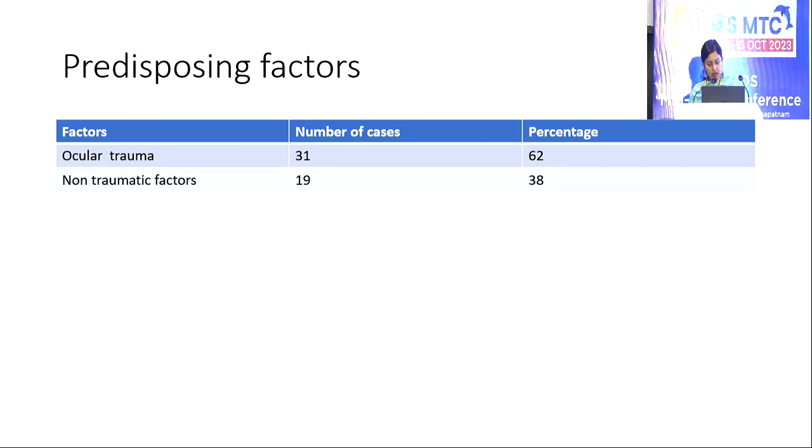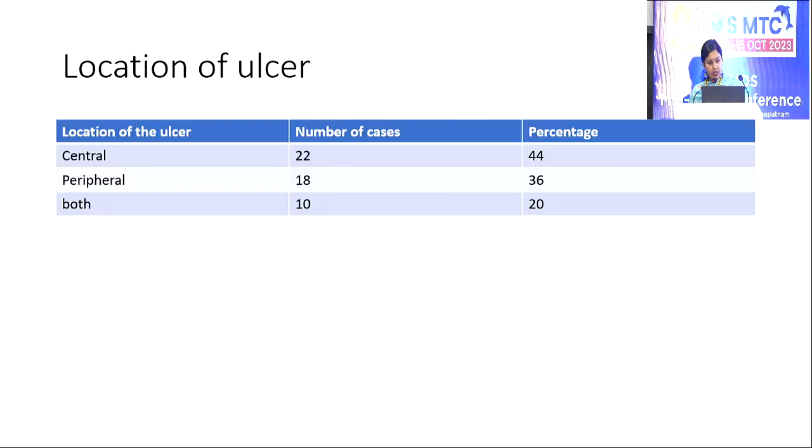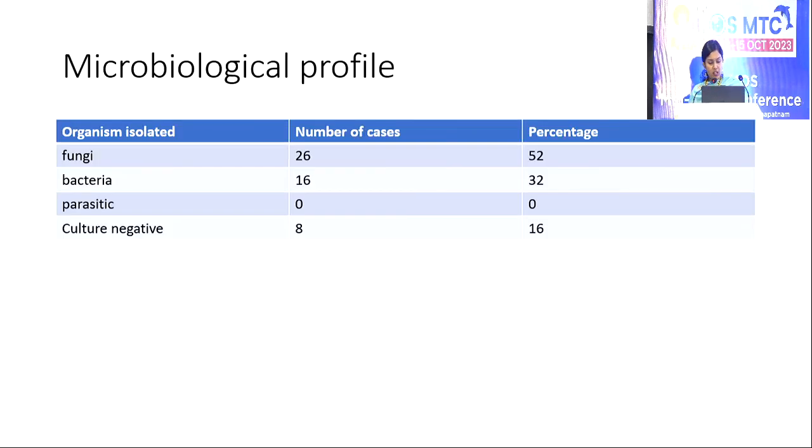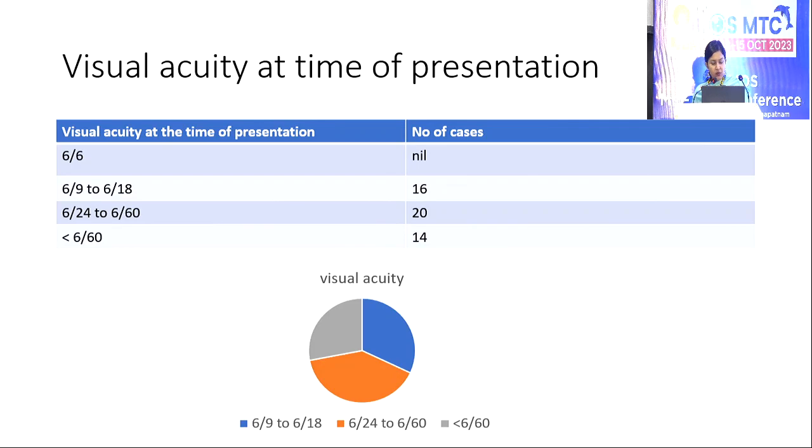Predisposing factors: ocular trauma is a major chunk, 62%, followed by non-traumatic factors, 38%. Location of the ulcer is important as well. Central location is 44%, peripheral 36%, both 20%. Coming to the microbial profile, 52% of cases are from fungi, 32% of cases from bacteria, parasitic is nil, culture negative is 16%.